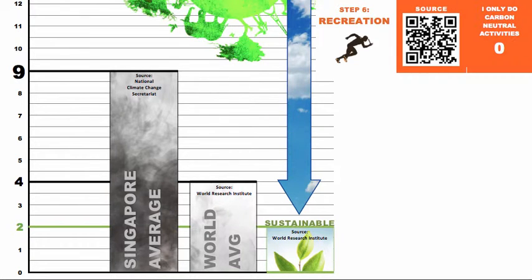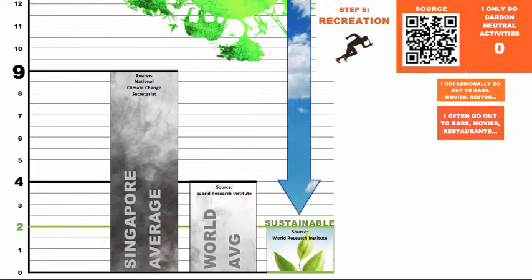Now for recreation, if you only do carbon neutral activities, in other words, things where you're just running or doing things with your body like cycling and you're not burning any fossil fuels, you don't have to add anything this time. But if you occasionally go out to bars, movies, and restaurants, you're enjoying the aircon and everything that goes into the products that you're consuming, or you often go out, or you really like carbon intensive activities like motorbikes, motorboating, anything that burns a lot of fuel as you're doing it.